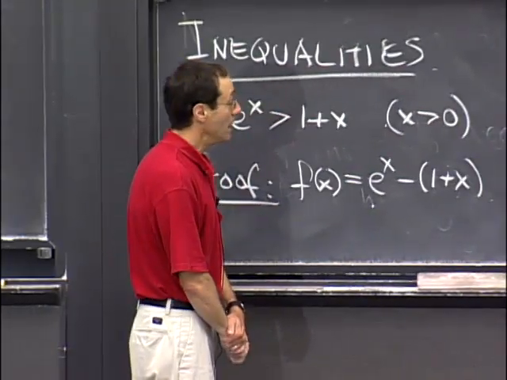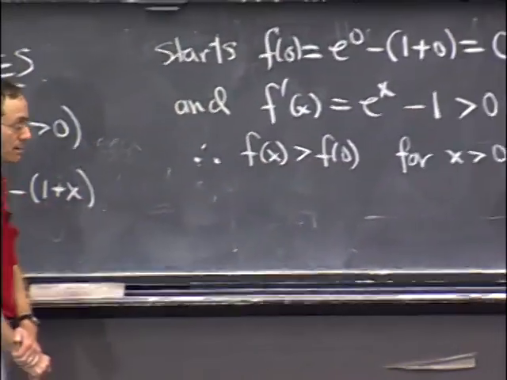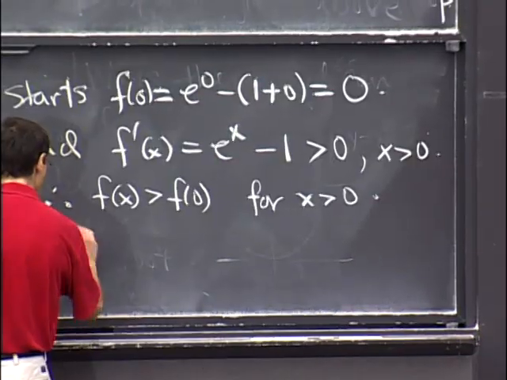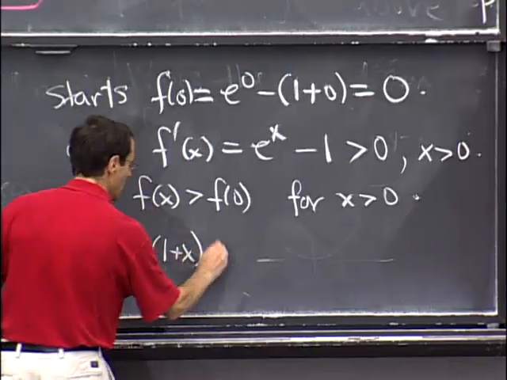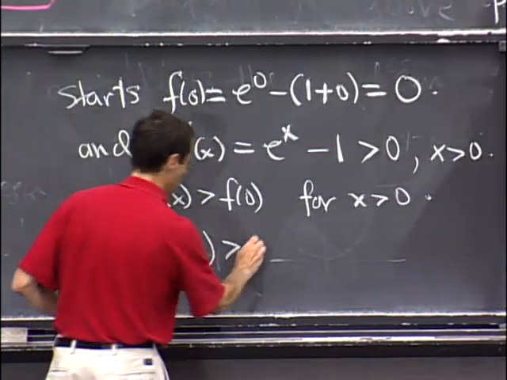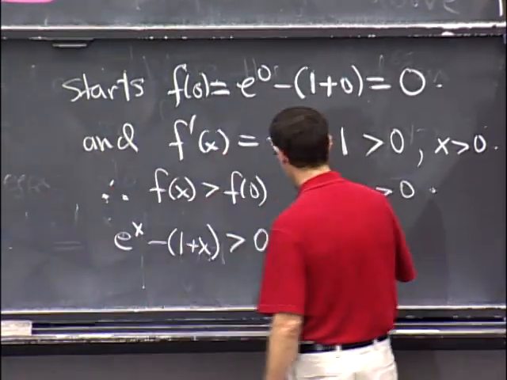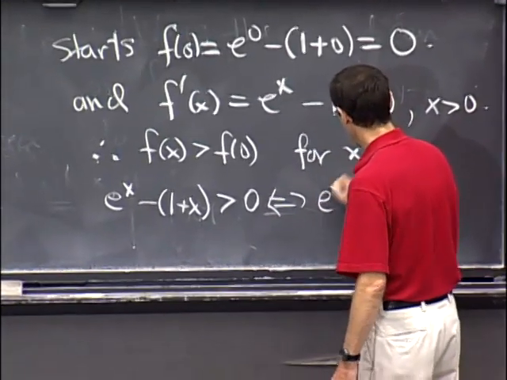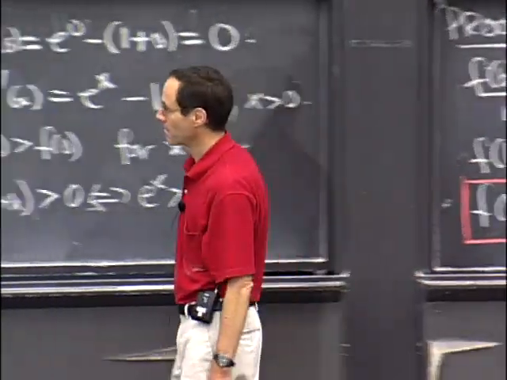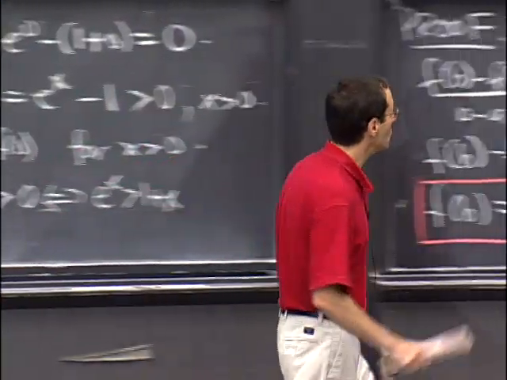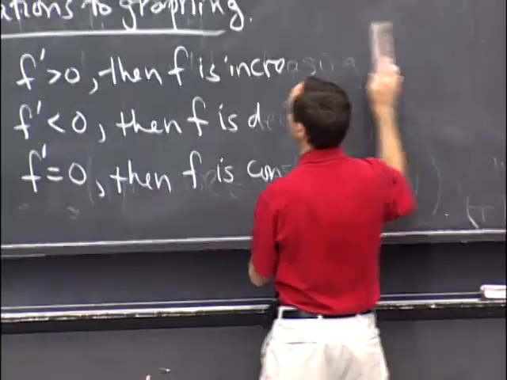So this is true. Now all I have to do is read what this inequality says. What it says is that e to the x, just plug in for f of x, minus (1 plus x) is greater than the starting value, which was 0. And now I put the thing that's negative on the other side, so that's the same thing as e to the x is bigger than 1 plus x. That's a typical inequality. And now we'll use this principle again.